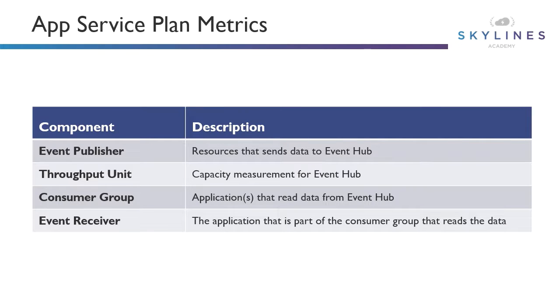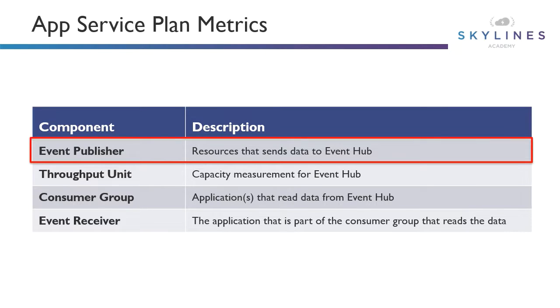There are some carryover concepts from Event Grid, and I'll try to make these analogies where possible. The first is the event publishers. These are the resources that send the data to the Event Hub. These would be similar to event sources within Event Grid. Each event publisher has a unique shared access signature token that it uses to identify itself with the Event Hub.